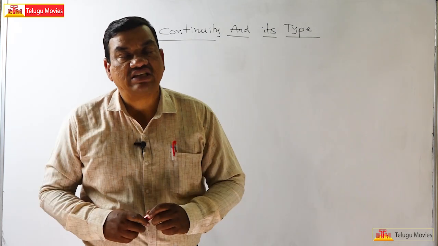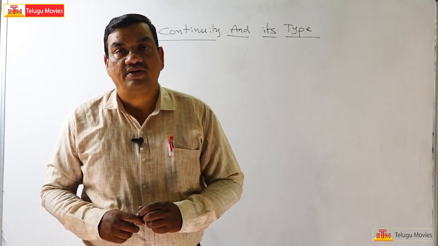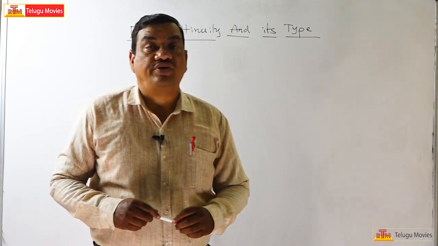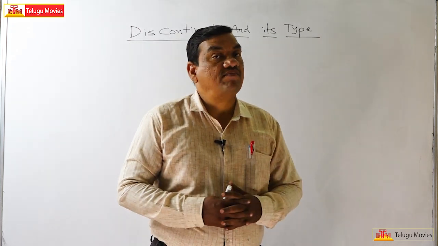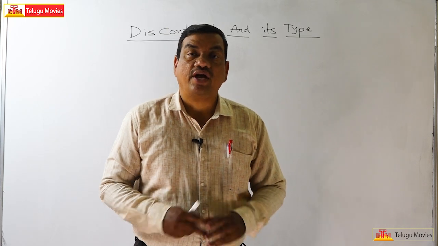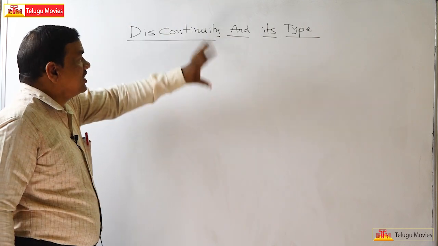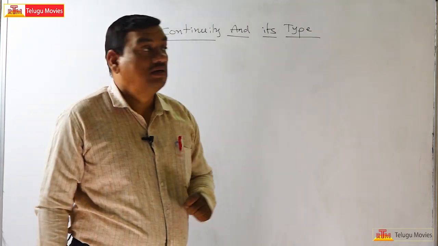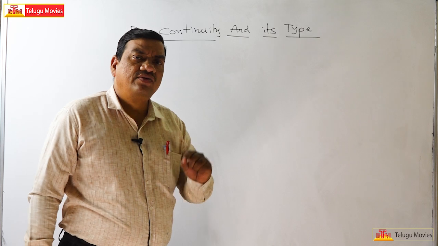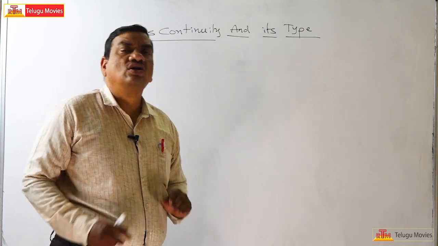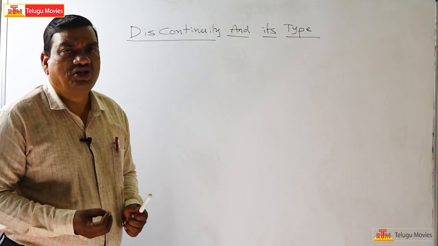In the previous class I explained the various forms of continuity and we discussed some problems on continuity. In this video I am going to explain discontinuity and its types. In various cases the function will be discontinuous. Discontinuous means it is not continuous.